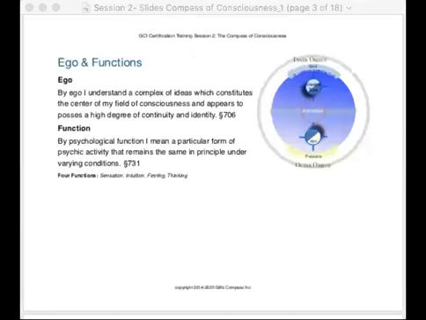By ego, Jung wrote, "I understand a complex of ideas which constitutes the center of my field of consciousness and appears to possess a high degree of continuity and identity. By psychological function, I mean a particular form of psychic activity that remains the same in principle under varying conditions." In Jung's model, there are only 4 ego functions: sensation, intuition, feeling, and thinking. He would have considered more, but he said he could not find any. These 4 functions, this conscious activity that remains the same in principle under varying conditions, will form the basis of the 8 types.